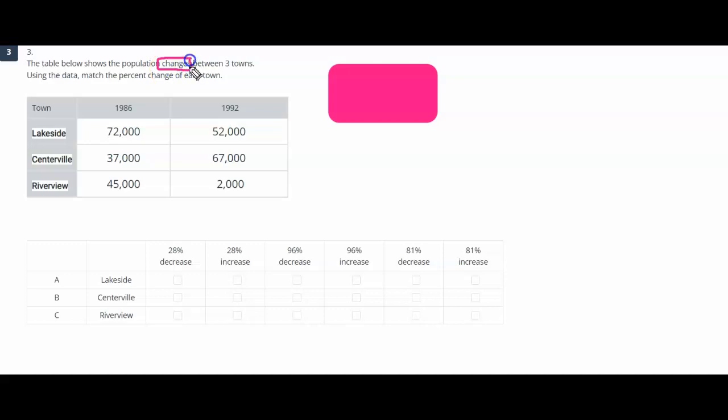Looking for the population changes. It happens from 1986 to 1982, which is really not very important. What is important is what is the percent change. Now, this is the easy one because we can take the old and the new and subtract the two.